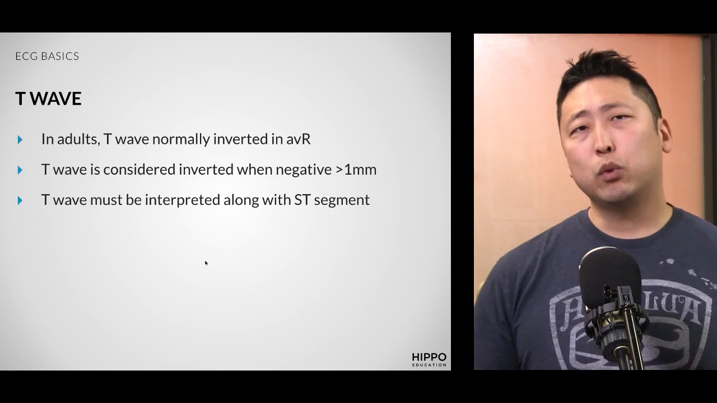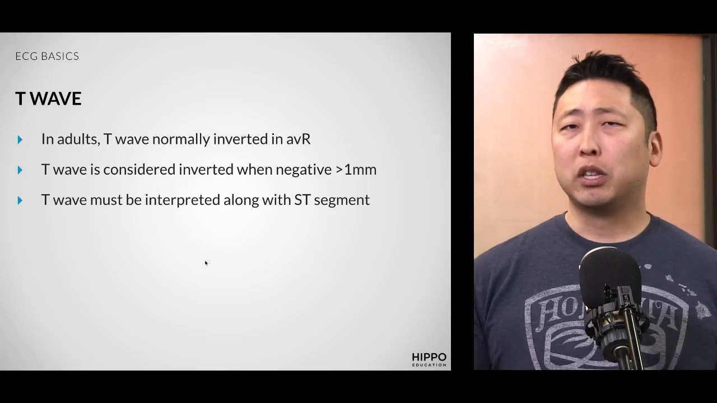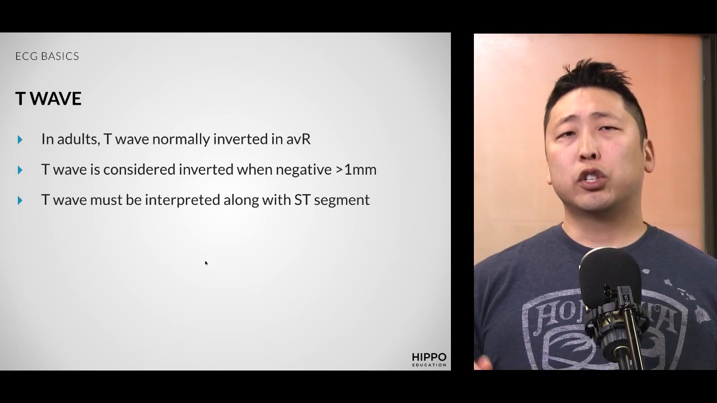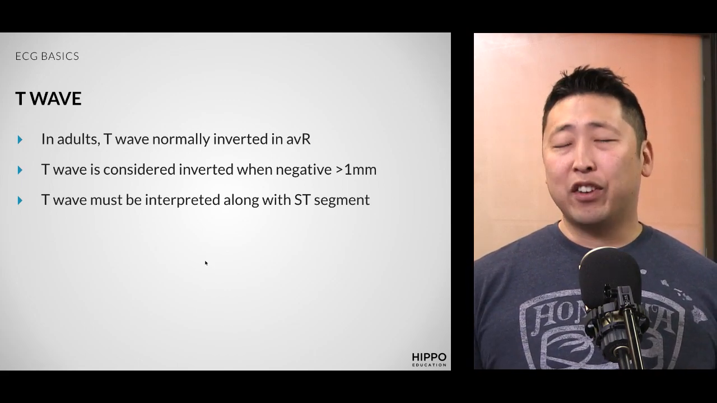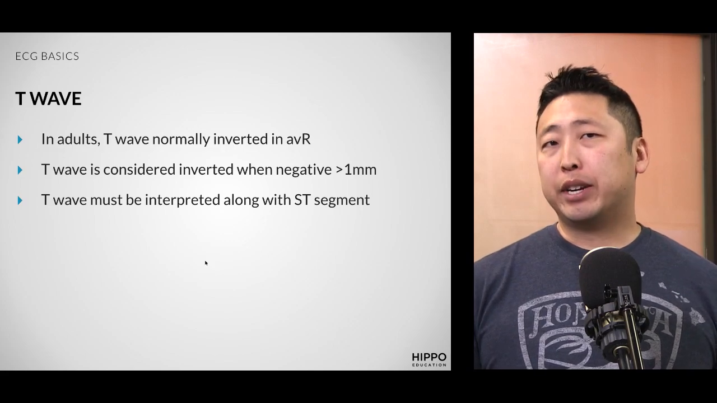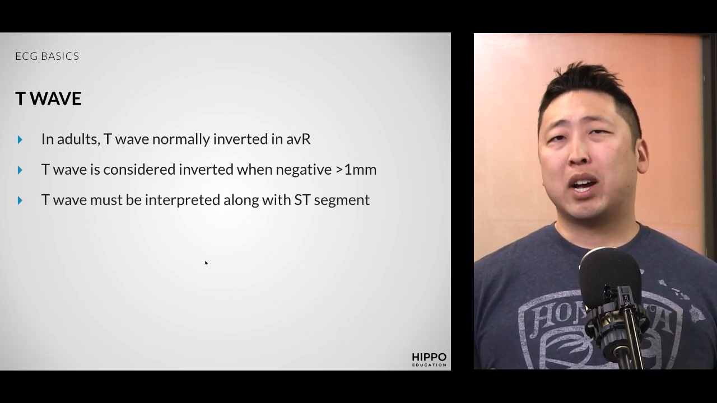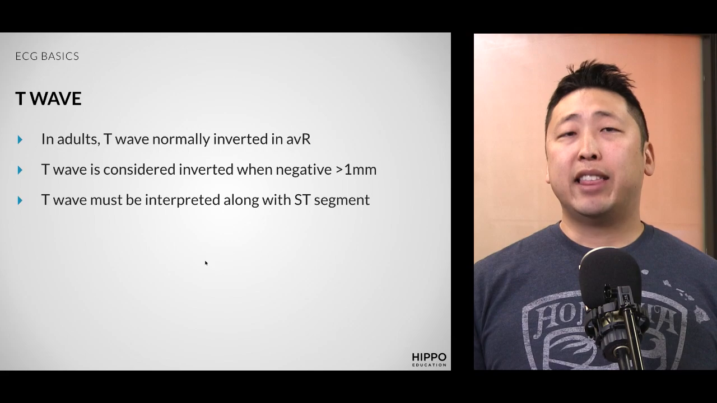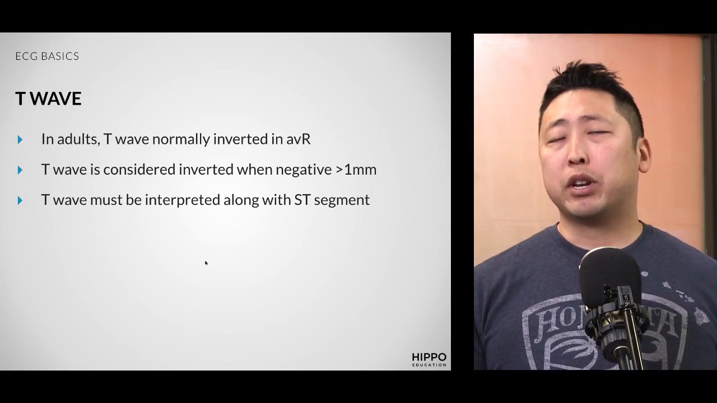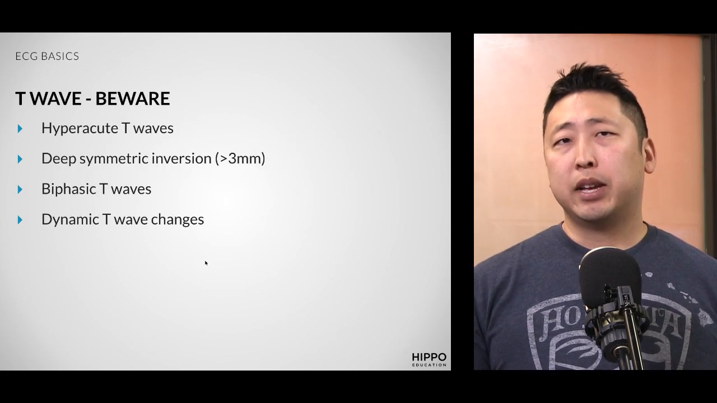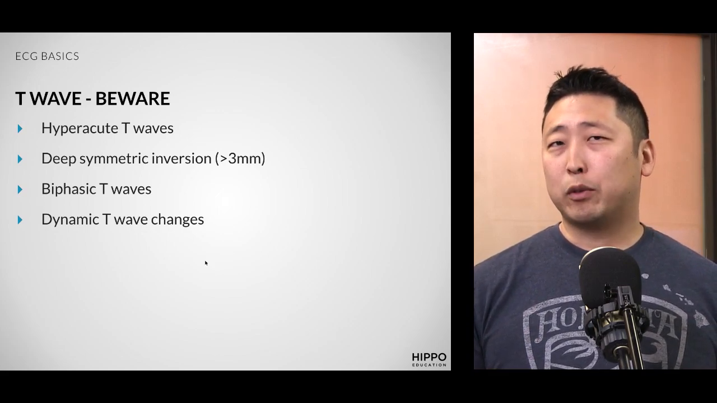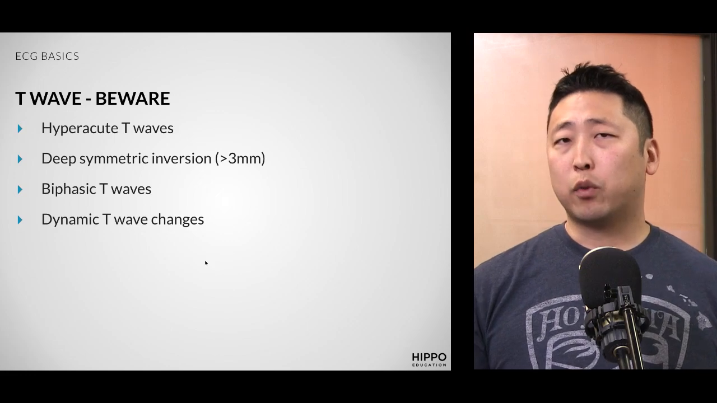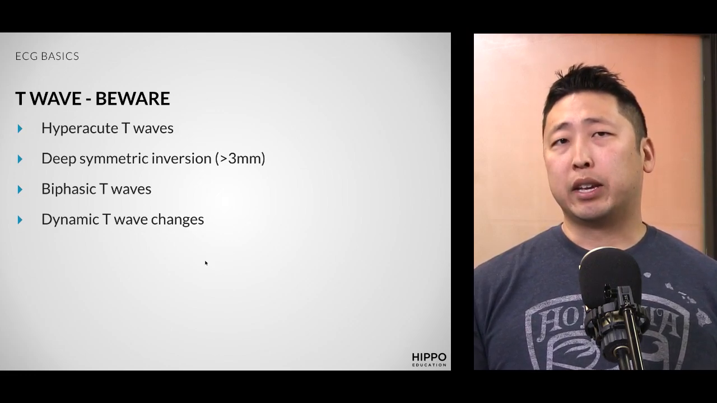Now, when you talk about T waves, in adults, a T wave is normally inverted in AVR. And also, the definition of an inverted T wave is when it's negative greater than 1 millimeter. Okay, that's important because otherwise it's just a non-specific T wave. And the T wave has to always be interpreted along with the ST segment. There are several T wave morphologies you really have to be aware of because they can be concerning for ischemia and pending infarct.